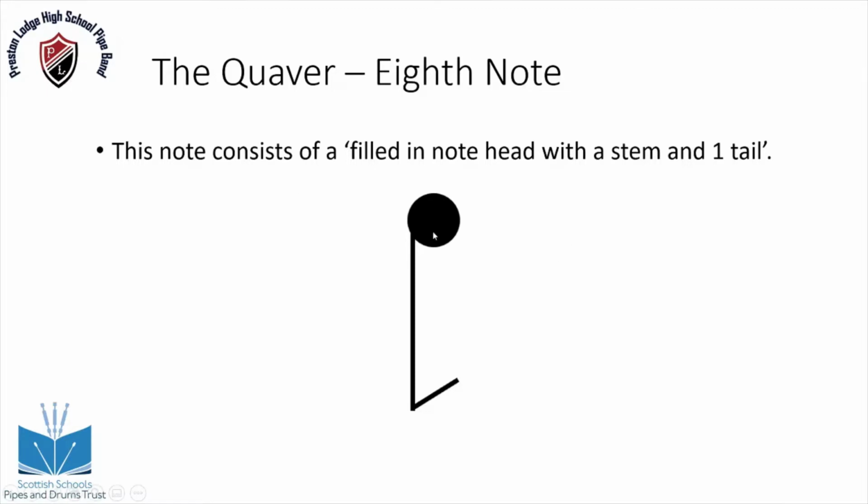It's the exact same filled in note head. We've got the stem here, but we've also got a tail. So the quaver consists of a filled in note head with a stem and one tail. And that is a quaver. So make sure you are drawing these out.